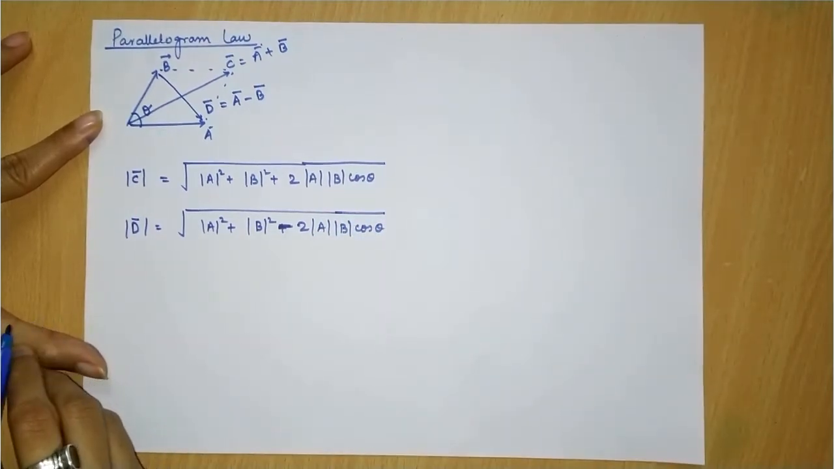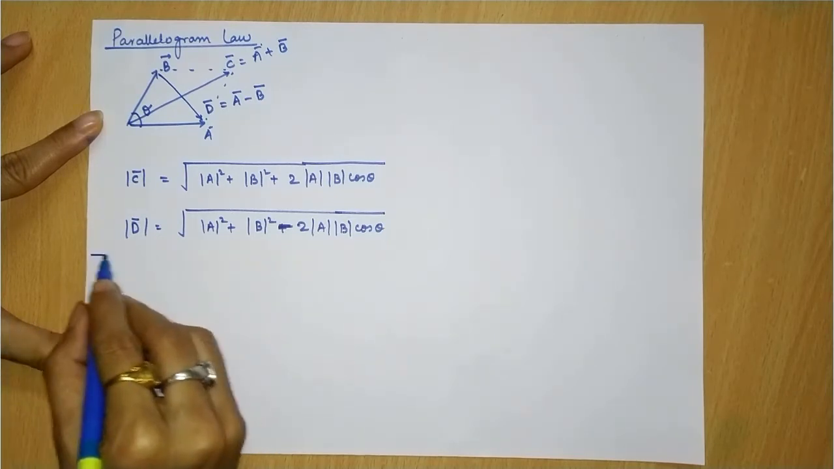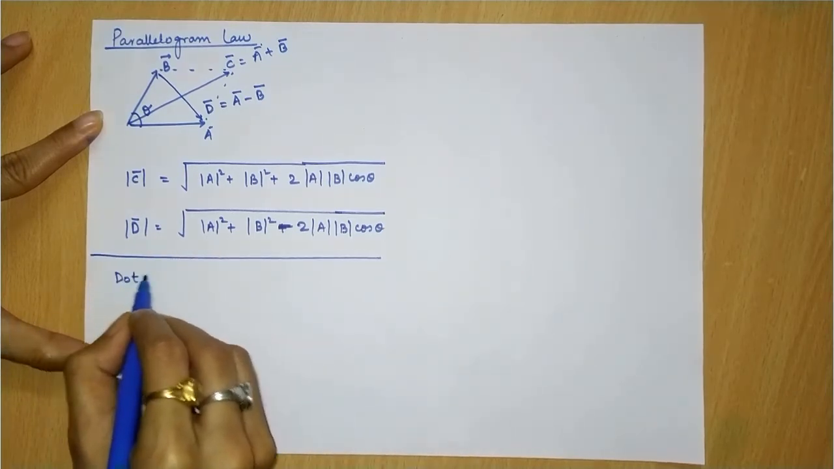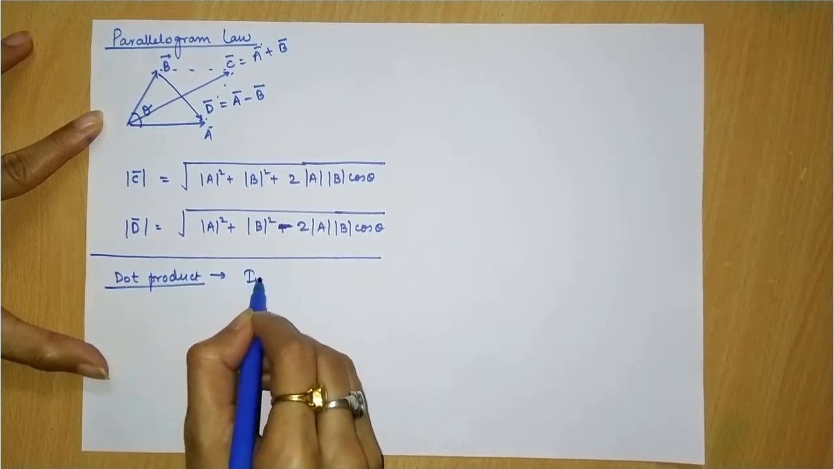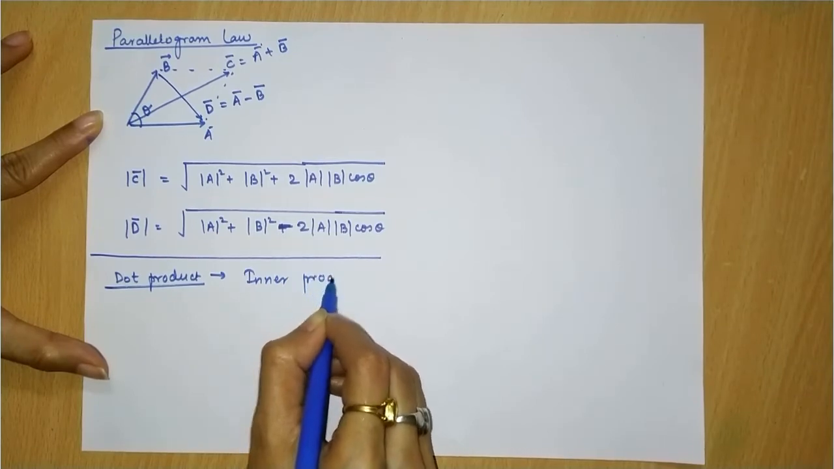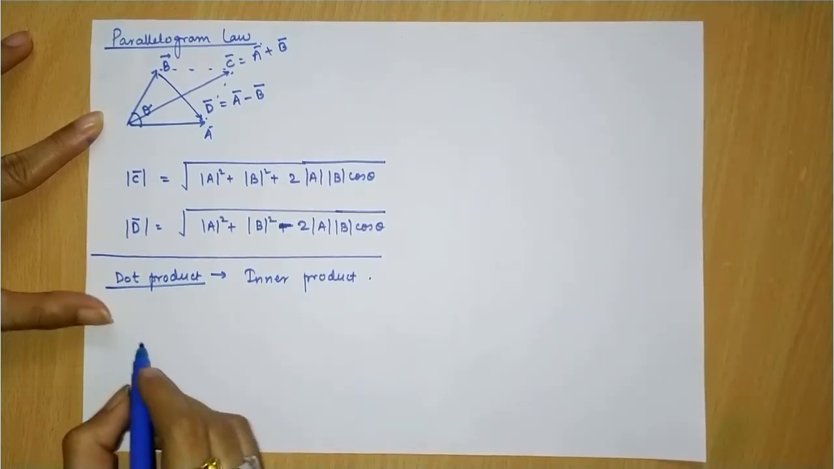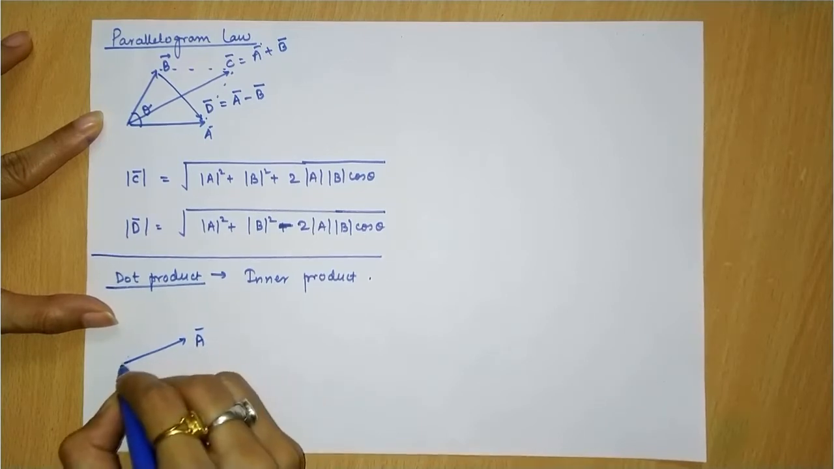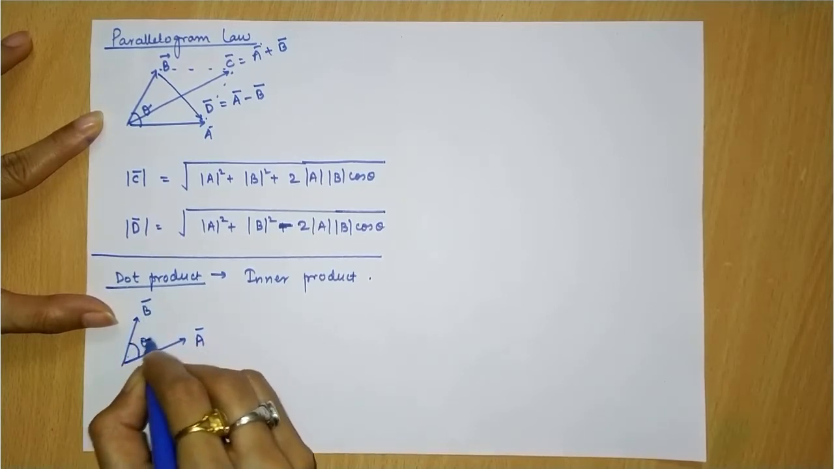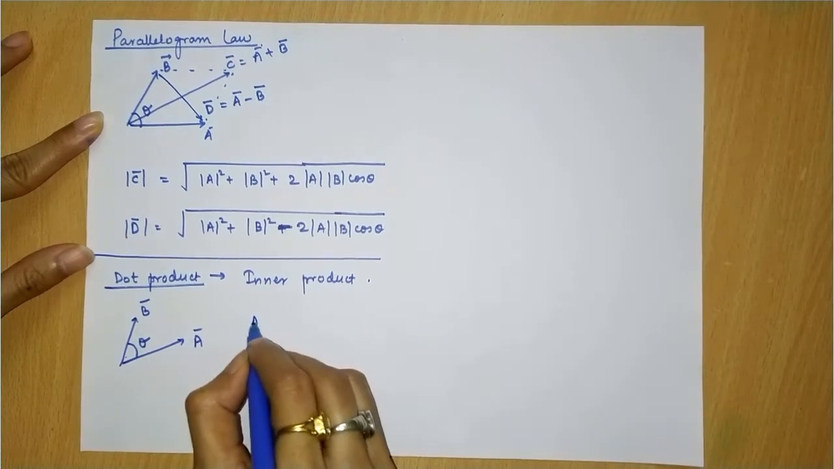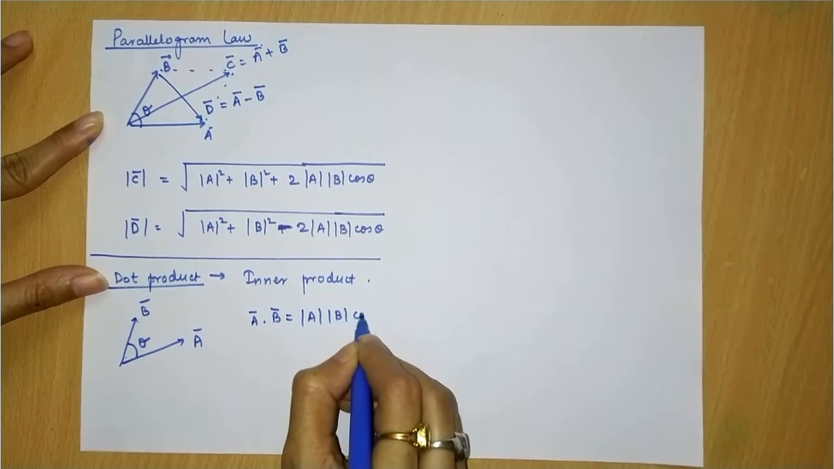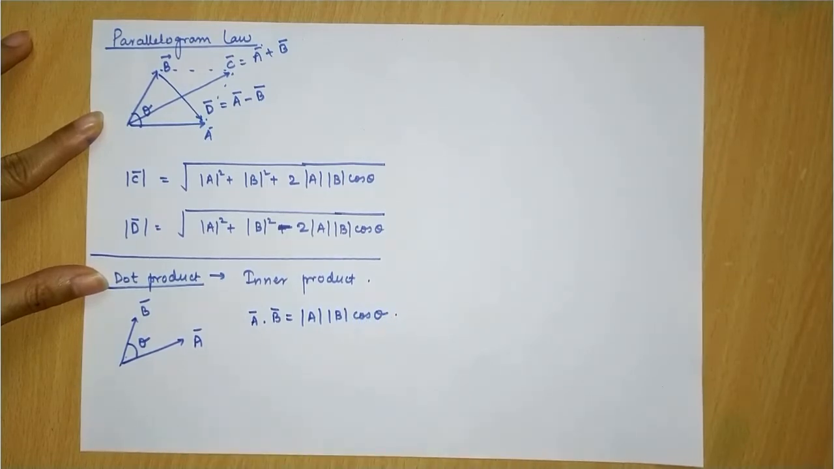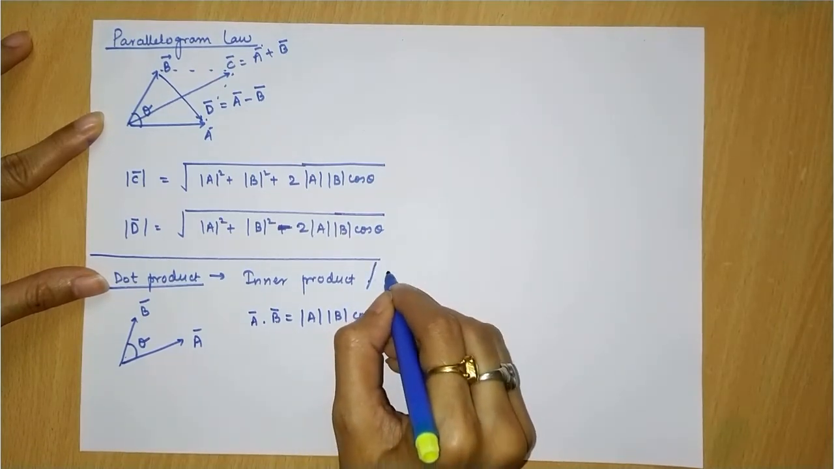Next, the most common operation is the dot product. Next, we look at the dot product. This is also known as inner product. Suppose we are having two vectors like this. This is angle theta. Then we write A vector dot B vector is equal to mod A mod B cos theta. Here actually we are going from vector domain to scalar domain. Therefore this is also known as scalar product.